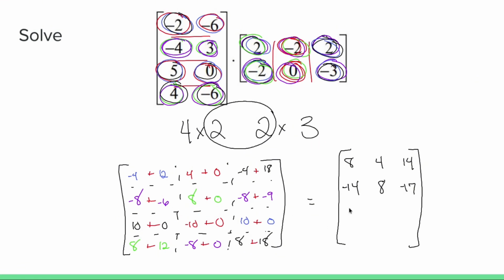10 plus 0 is 10. Negative 10 plus 0 is negative 10. 10 plus 0 is 10. 8 plus 12 is 20. Negative 8 plus 0 is negative 8. 8 plus 18 is 26. And we're done.